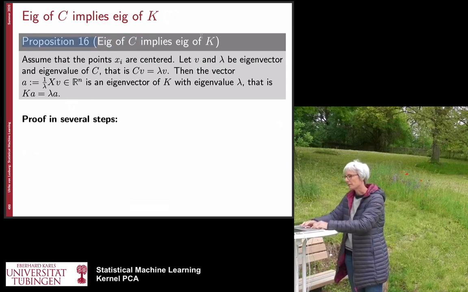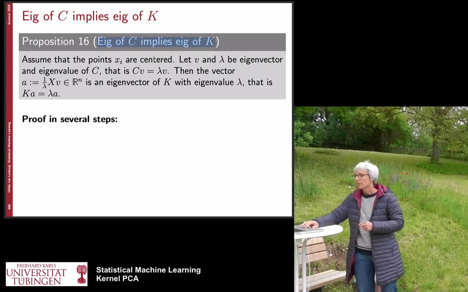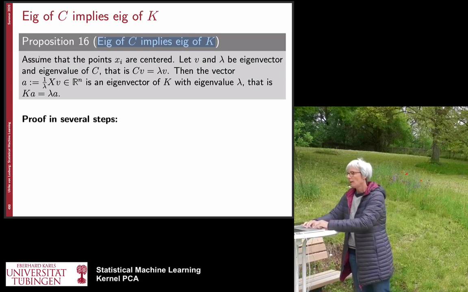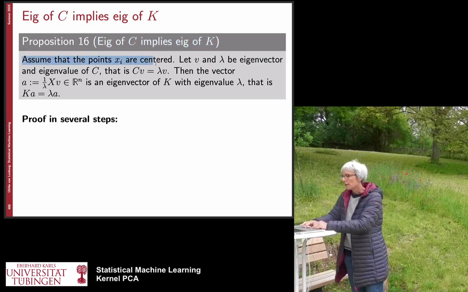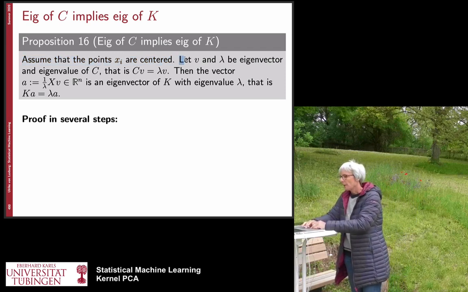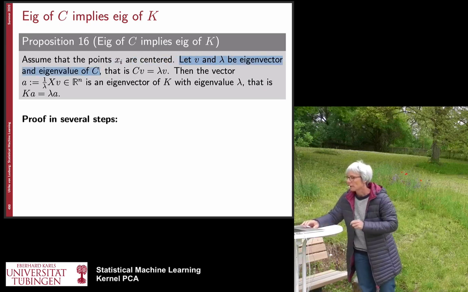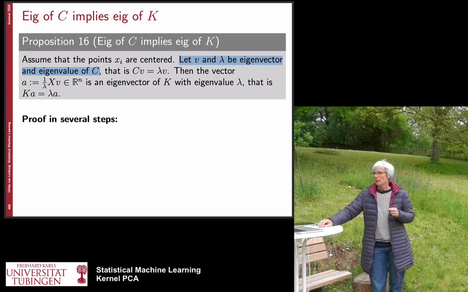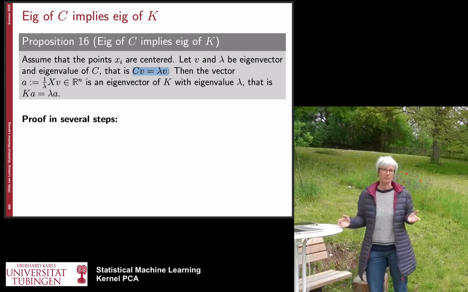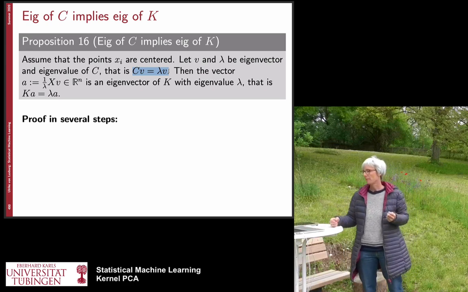It's now proposition 16, and it says the eigenvalues of C imply something about the eigenvalues and eigenvectors of K. Here I now explicitly say that the data points are supposed to be centered. And now assume that V and lambda are an eigenvector and eigenvalue of the covariance matrix. So we start with the other matrix. C times V is lambda V. This is the eigenvalue equation.